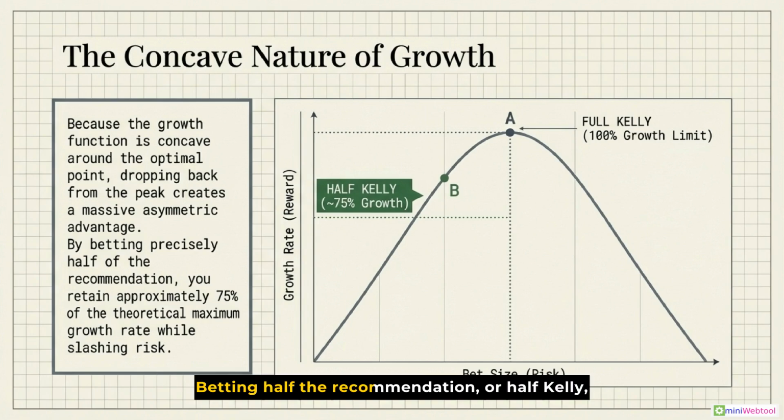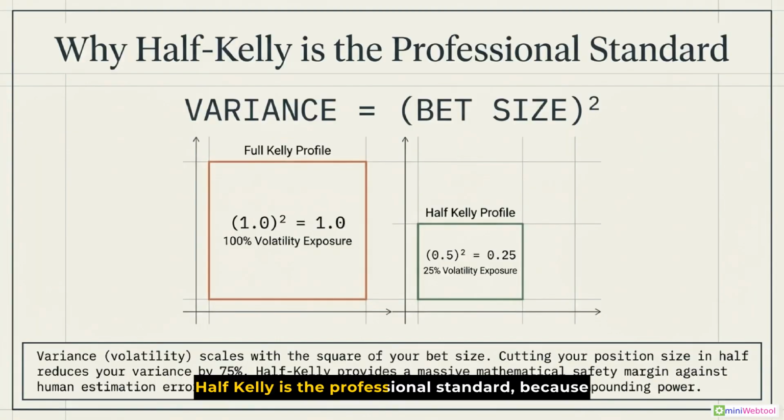Betting half the recommendation, or half Kelly, retains approximately 75% of the growth rate while significantly slashing risk. Half Kelly is the professional standard because variance scales with the square of your bet size. Reducing your position size in half reduces your variance by 75%, providing a massive mathematical safety margin against estimation errors.